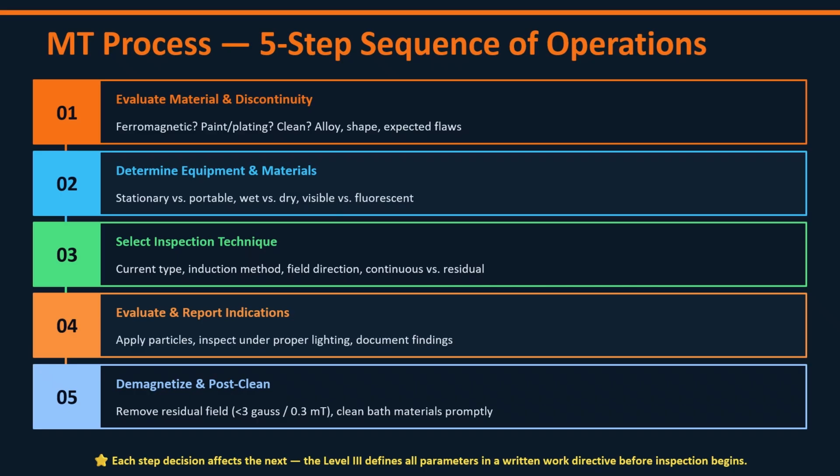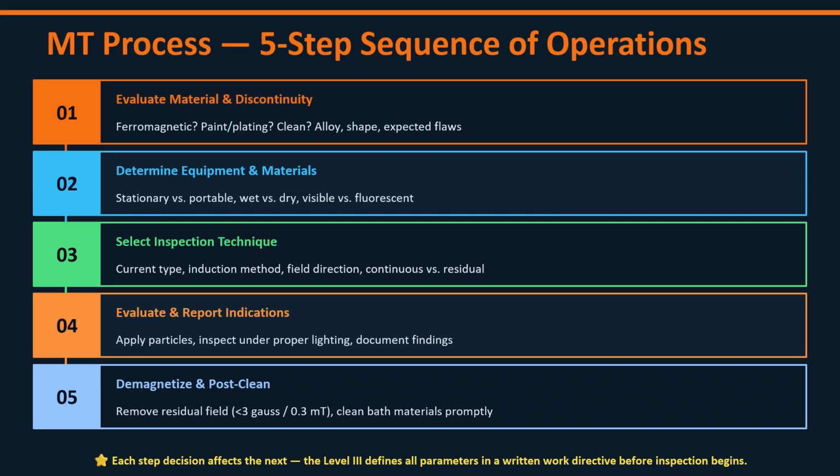The important point is that these steps are connected. If you misunderstand the expected discontinuity in Step 1, you may choose the wrong field direction in Step 3. If you select the wrong particle system, evaluation in Step 4 becomes unreliable. If you ignore demagnetization, the inspection can interfere with the next manufacturing operation. The written work instruction is therefore critical. The Level 3 or responsible technical authority establishes the essential variables and inspection parameters. The Level 2 inspector then performs the examination within those approved limits.